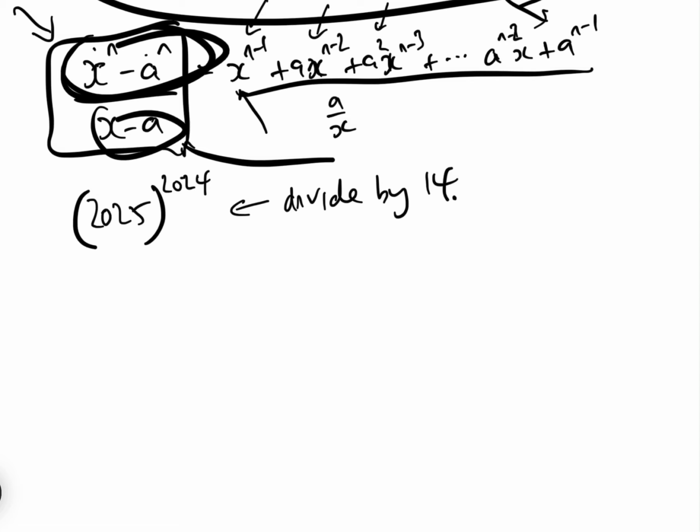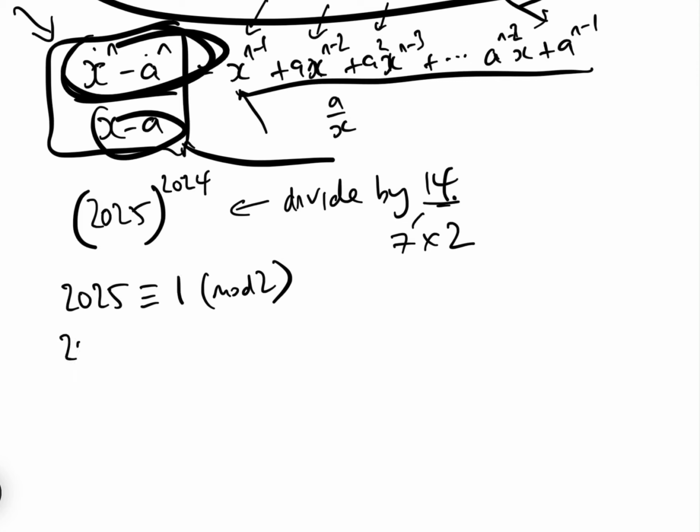Okay, so the way we're going to do this, let's have a look. Well, 14 is equal to 7 times 2. So let's first of all have a look at 2025, what that equals mod 2. Well, clearly 2025, if we divide it by 2, we get 1 remainder, so it equals 1 mod 2. And so therefore 2025 to the power of 2024 is 1 to the power of 2024 mod 2, which clearly equals 1. Okay, so that's nice and easy.